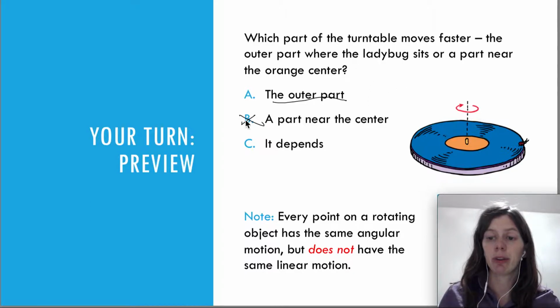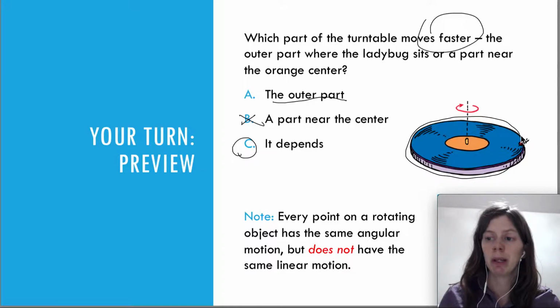But usually about half the class thinks, well, she's actually moving at the same speed. So it actually turns out that the answer is it depends. I know that's kind of tricky, and I don't ask tricky questions like that on the test, but the point is just to introduce the topic: what do you mean by moving faster? What kind of speed are you talking about? Are you talking about linear speed like we've been talking about? If so, then she definitely does move faster on the outer part because she's covering more distance.